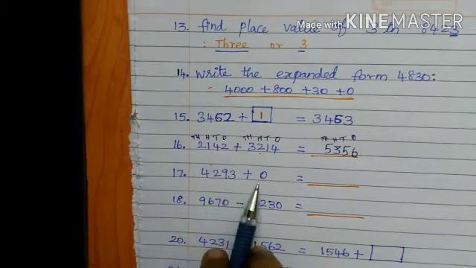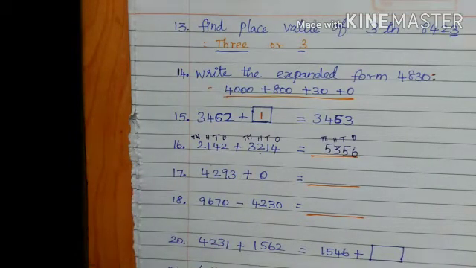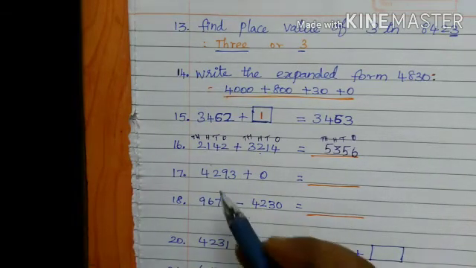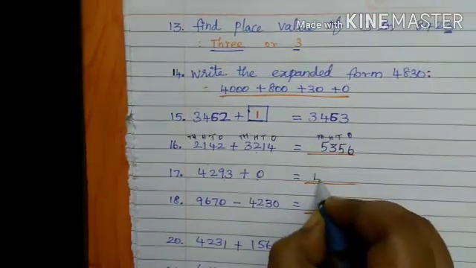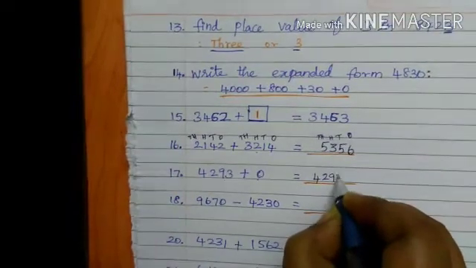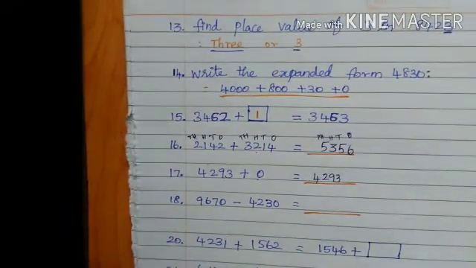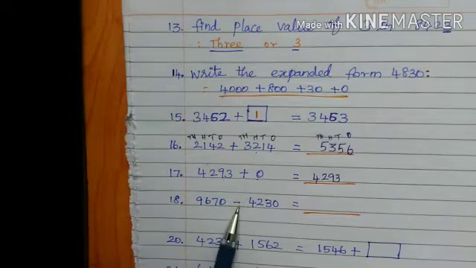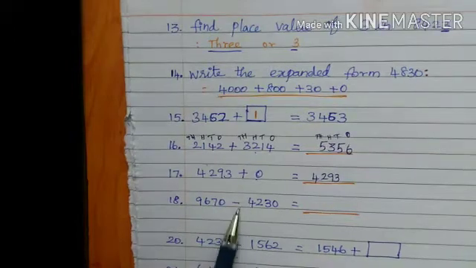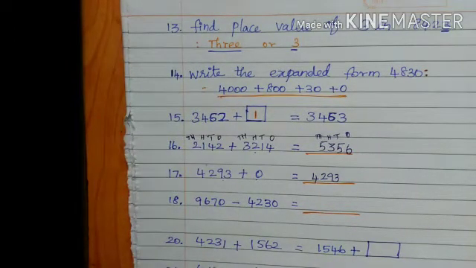4293, then you add 0. Any number you add with 0, you get the same number. So here 0, then you write 4293. The next one, here a subtraction symbol is given. This one is a plus, addition, here subtraction. Subtraction means you take away.